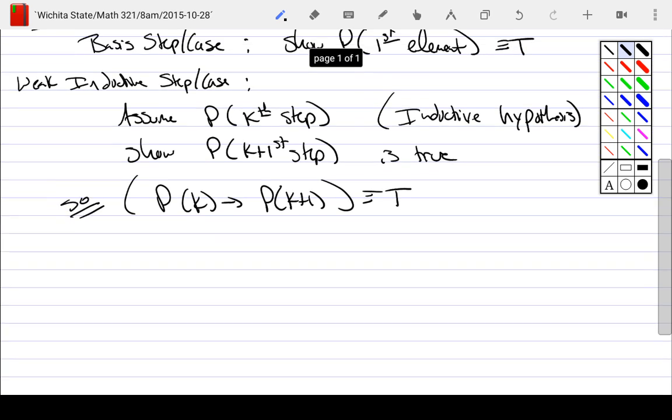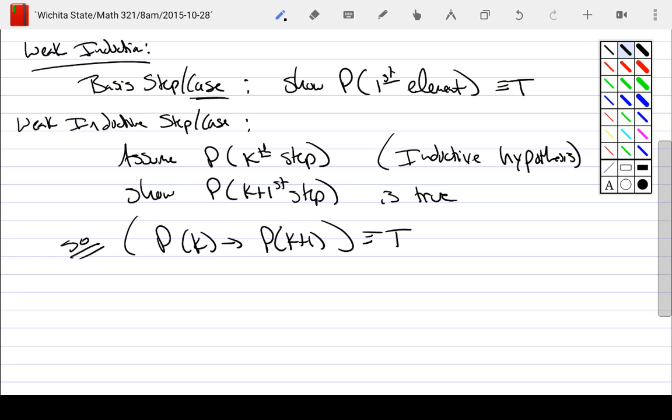These two things, the basis case and the weak inductive case, together with a larger tautology, mean as a byproduct for all n p of n. So that just kind of falls out for us. So we've turned it into a two-case problem. Case one, the basis. Case two, the weak inductive.